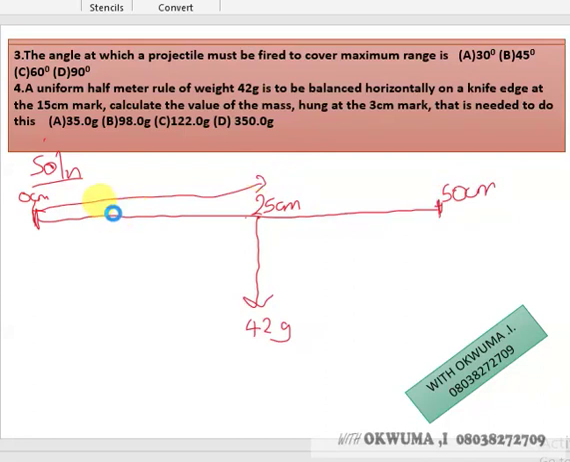Then a uniform half meter rule of weight 42 grams is to be balanced horizontally on a knife edge at the 15 cm mark. So where it balances using your knife edge is at the 15 cm mark. This is my knife edge. So from here to here, how many? 15 cm.